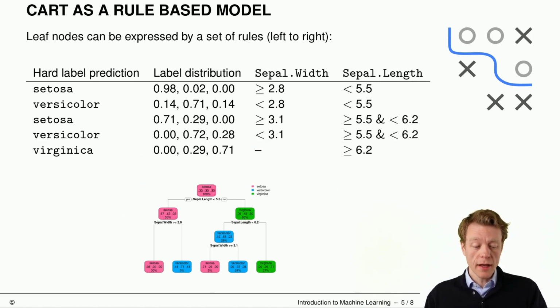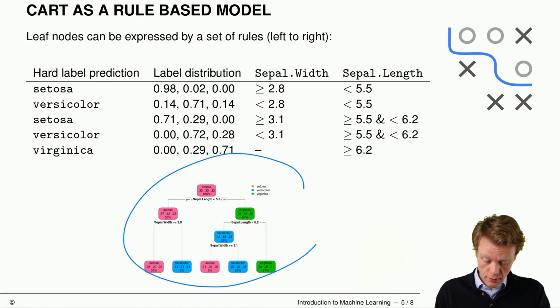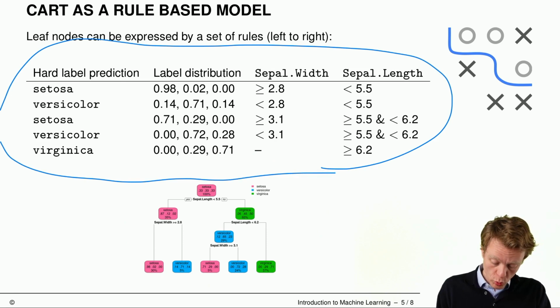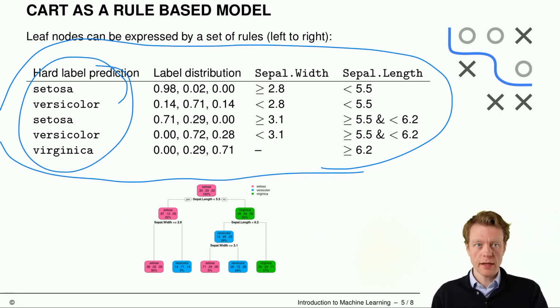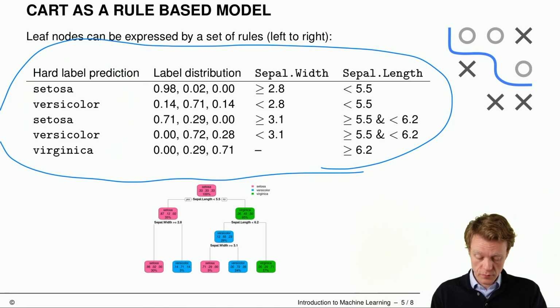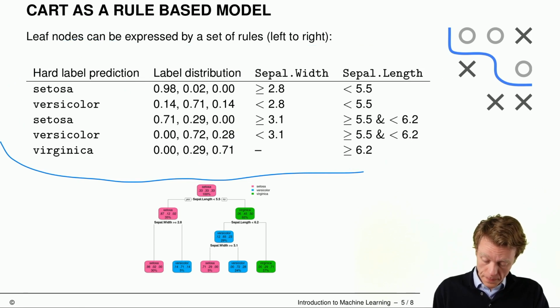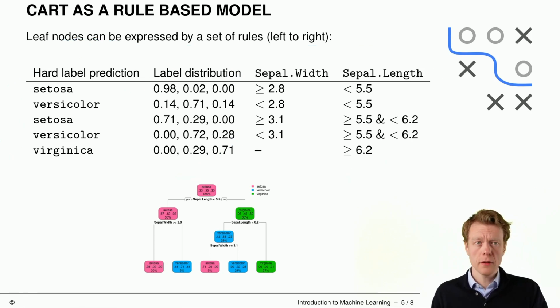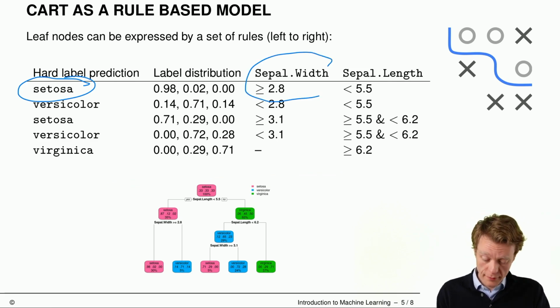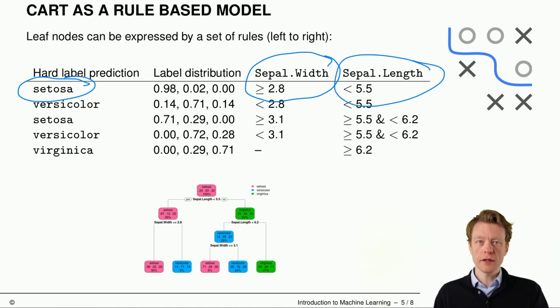We can also have a slightly different look at this if we think of a rule-based model. So it's the same tree as on the last slides, but now we have a table here which tells us a little bit how these leaves, so we have again 5 leaves, are constructed. So that's the same label distributions as you've seen before, and now we can also say, okay, what features does an observation have to have so that it ends up in this leaf node? And the answer is the z-par width has to be larger or equal than 2.8, and the z-par length has to be smaller than 5.5.